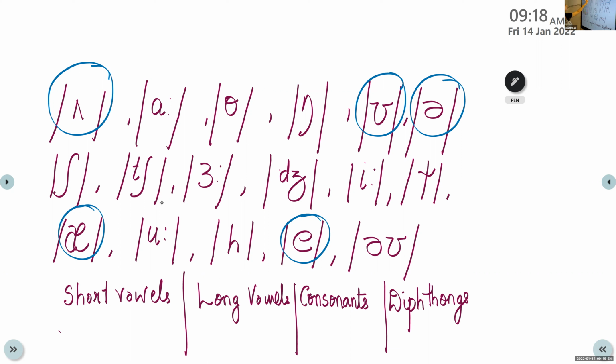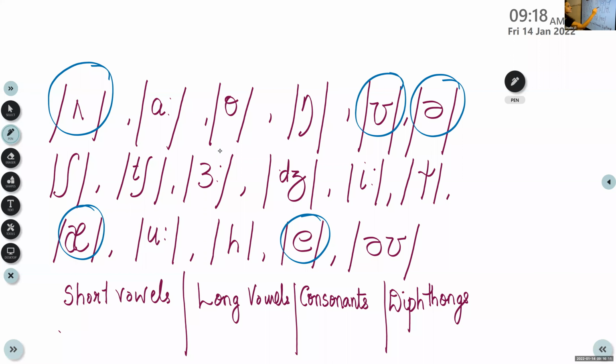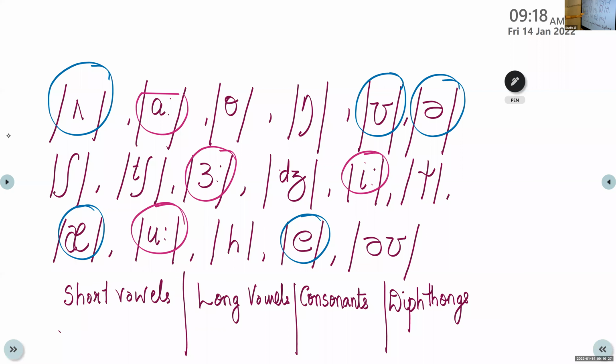Roshid. Yes, ma'am. Tell me the long vowels. One minute. Go slow so that everybody gets it. Yes. Very good. A, E, A, O. 1, 2, 3, 4. Yes. Next. Niharika.